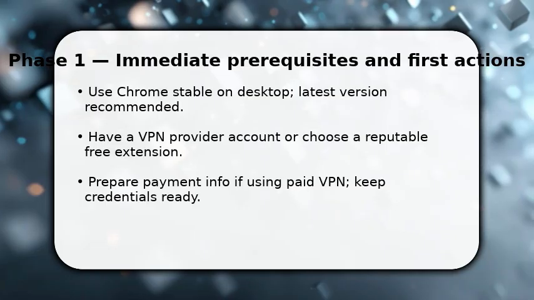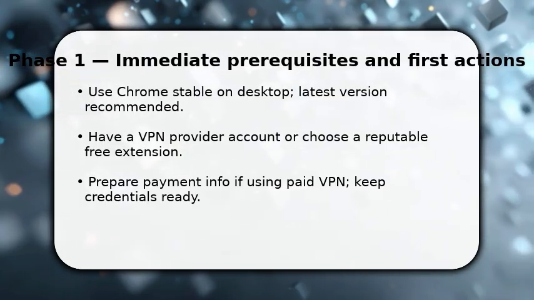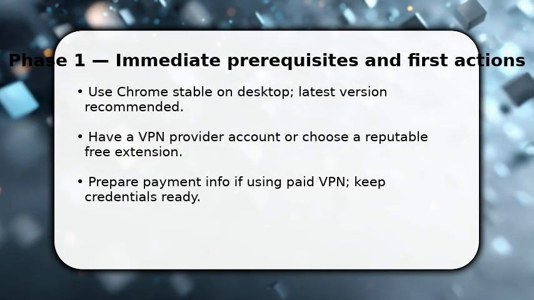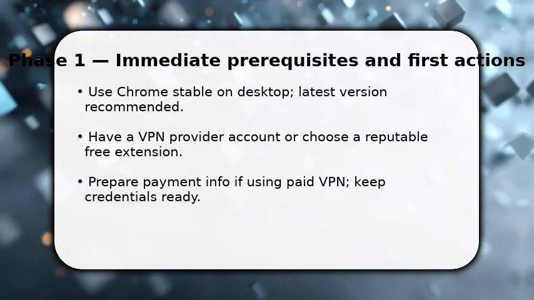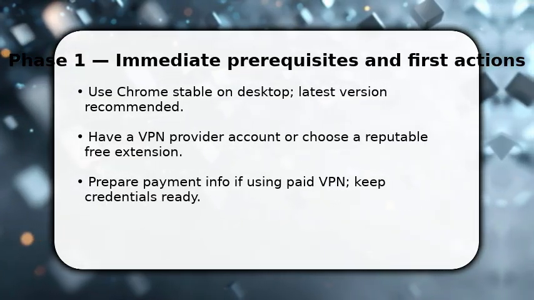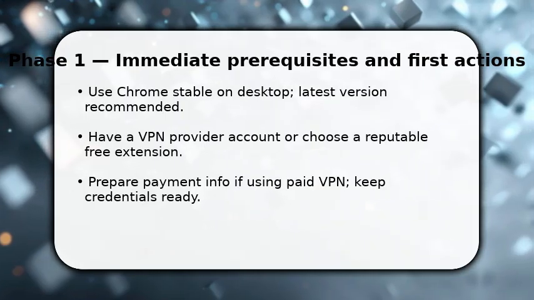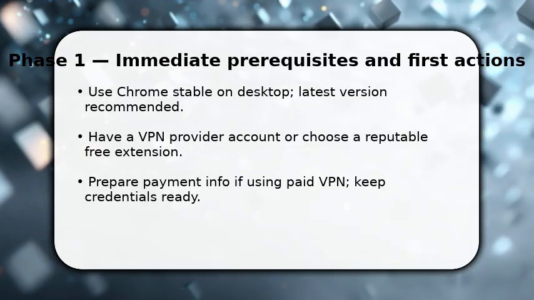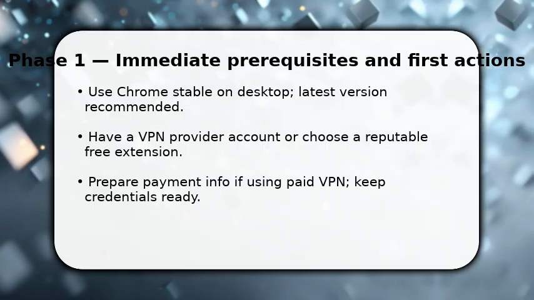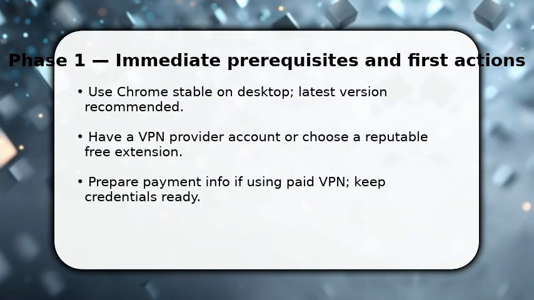You start by confirming Chrome is updated and that you have a VPN account or a trusted extension in mind. Open Chrome, tap the Apps menu, then the Web Store. This begins the installation. Once done, search the VPN name, inspect ratings and permissions. This explains why reviews and permissions matter.